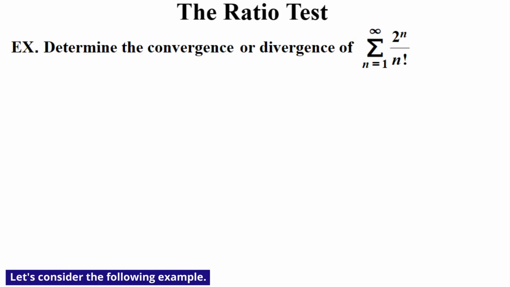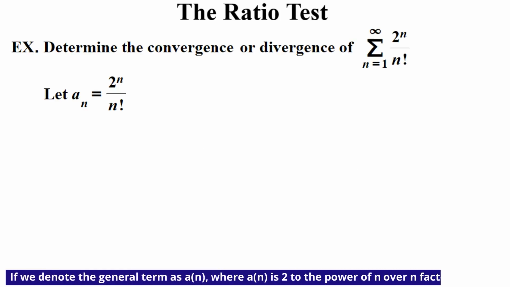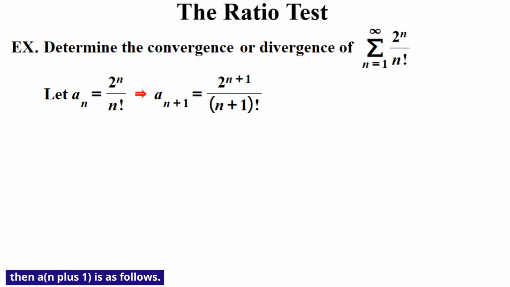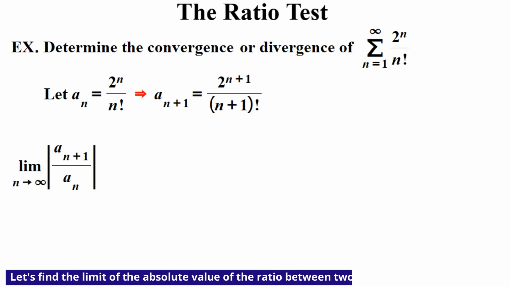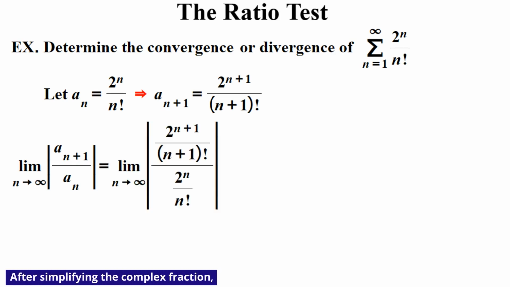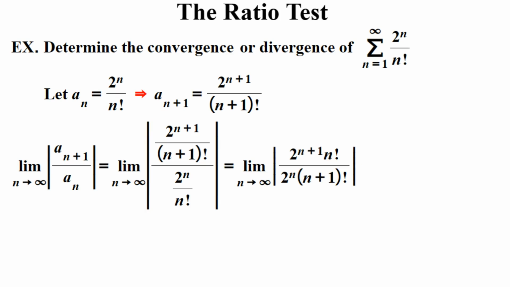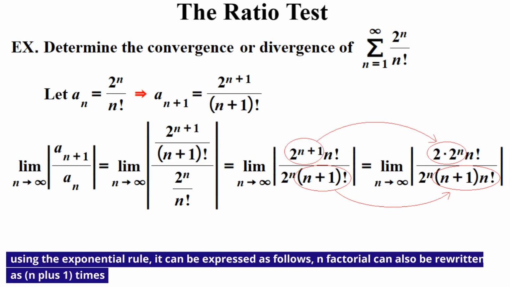Let's consider the following example. If we denote the general term as an, where an is 2 to the power of n over n factorial, then an plus 1 is as follows. Let's find the limit of the absolute value of the ratio between two consecutive terms. After simplifying the complex fraction using the exponential rule, it can be expressed as follows.